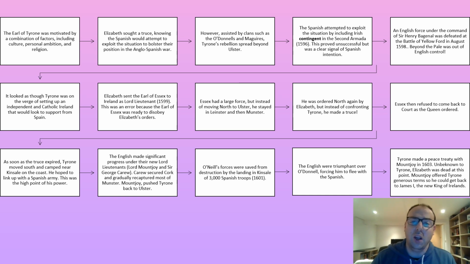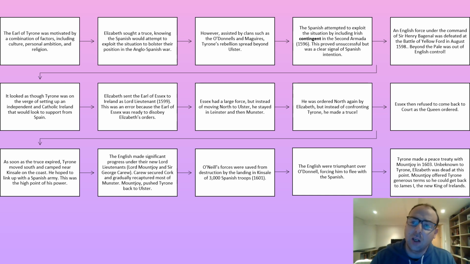Tyrone gained assistance with clans such as the O'Donnells and the Maguires, and Tyrone's base was in Ulster, but the rebellion spread beyond Ulster because of the link with these other clans. So this becomes a really large-scale and significant rebellion, which the Spanish tried to exploit. And we see this with the inclusion of an Irish contingent in the Second Armada of 1596. Again, this armada proved to be unsuccessful. It was a clear signal of Spanish intentions and the significance of this rebellion in Ireland.